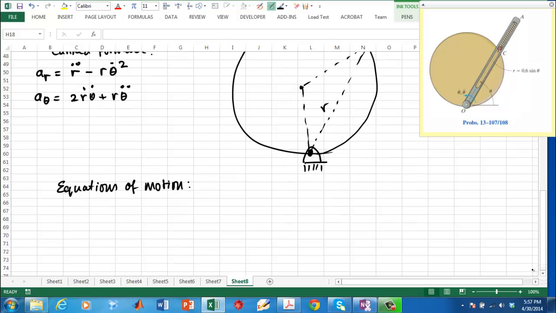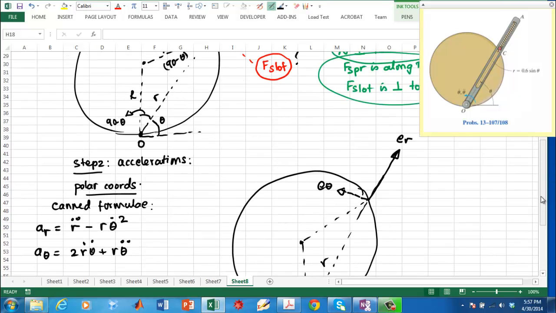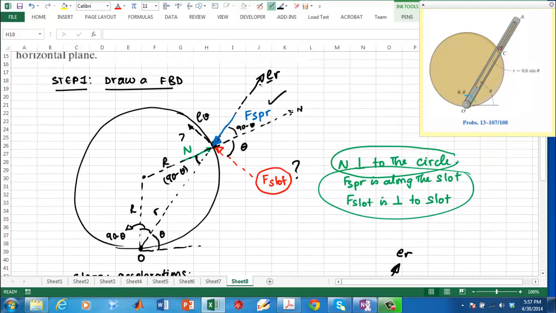We state that the sum of all the forces in the e_r direction must be equal to mass times acceleration in the radial direction. So what are all the forces in the e_r direction? F spring is in the negative e_r direction. This one is not, it is in the e_theta direction, so we don't have to worry about it.